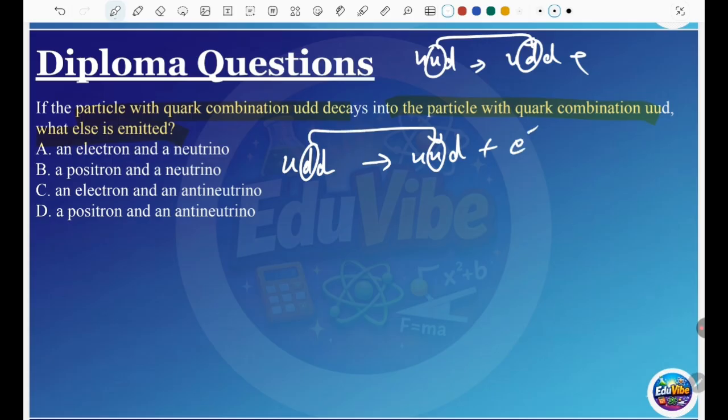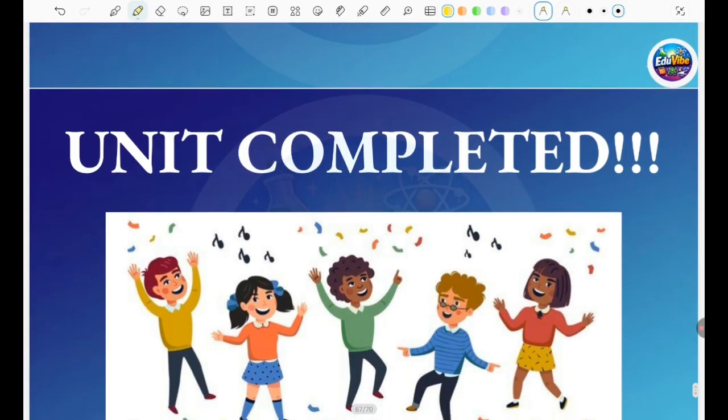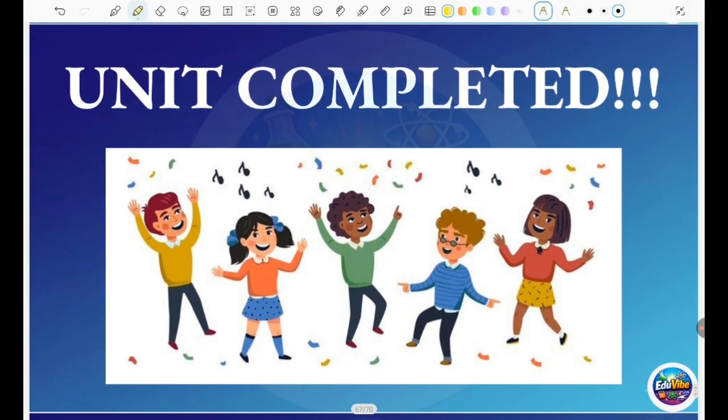So this becomes the negative, which is an electron, plus the anti-neutrino, because this is your beta negative decay. That's all from your booklet, all from the topics we discussed, that we have to know. So part C is your option for that. You have to know this: when this goes to this, which decay is happening, beta negative or beta positive. This is beta positive. So with that example, we end this unit.